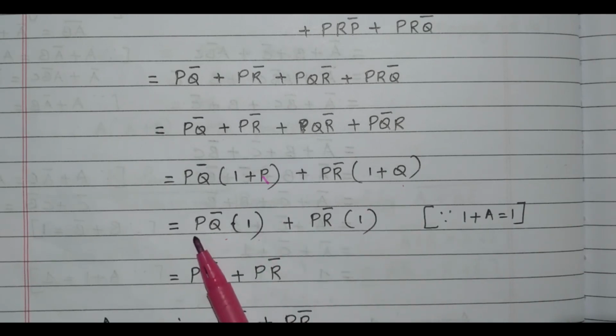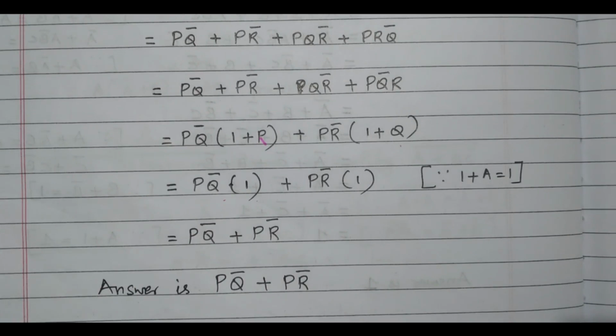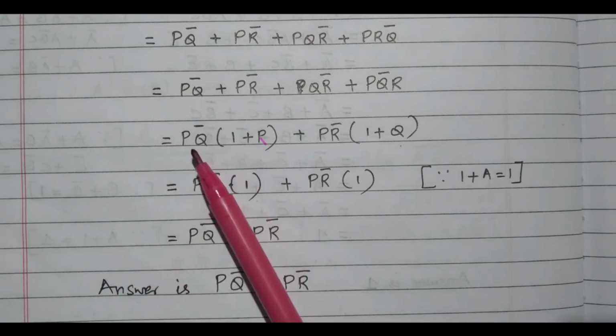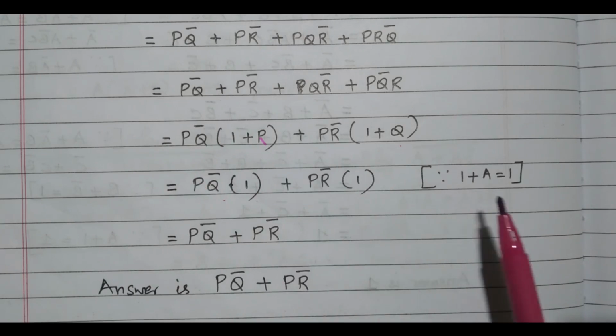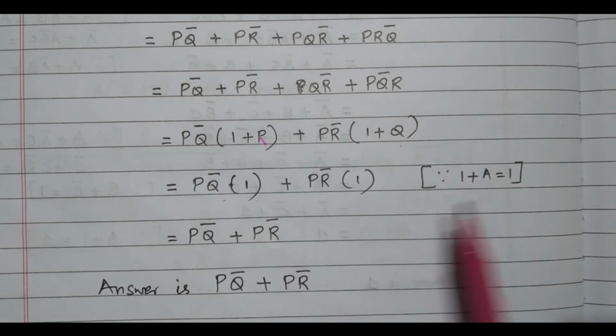So what we have? PQ̄ plus PR̄. So this is the final answer. The final answer will be PQ̄ plus PR̄. So the given expression is simplified like this. So what we did, we multiplied all the terms inside, then we simplified. P·P̄ means 0. P available 2 times means we can write 1 time. Then these variables are taken outside. We use the property 1 plus A equals 1. Based on that, it is simplified further.